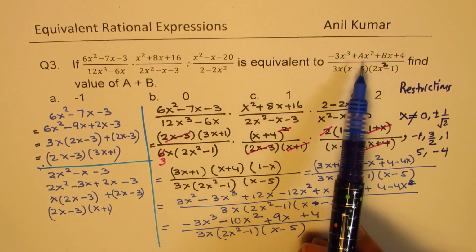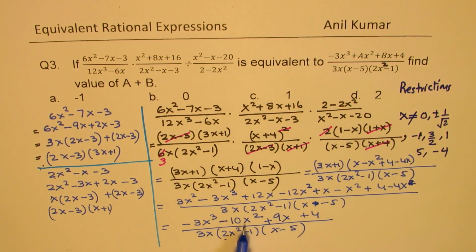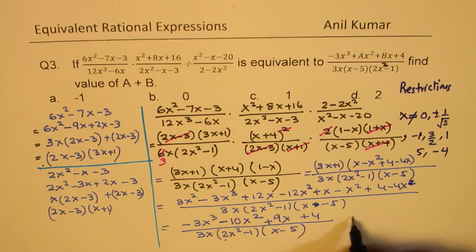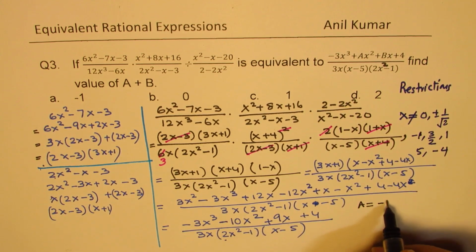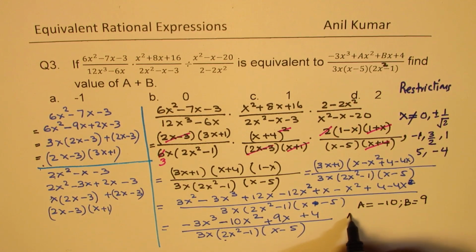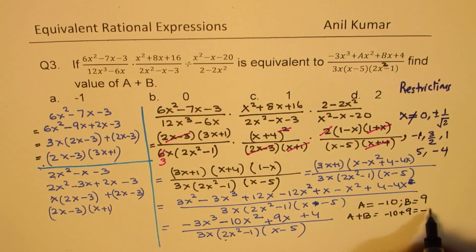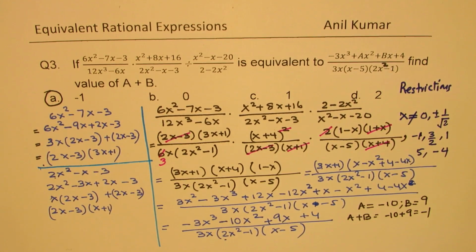Now if you compare with the given equivalent expression, we have ax square plus bx, coefficient of x square and b, right? x. So we have from here the value of a is equal to minus 10, and the value of b is equal to 9. So what is a plus b? So a plus b is basically minus 10 plus 9, which is minus 1. So our option A is the right option. Is that clear to you? Perfect. So that is how we could actually solve this particular question.